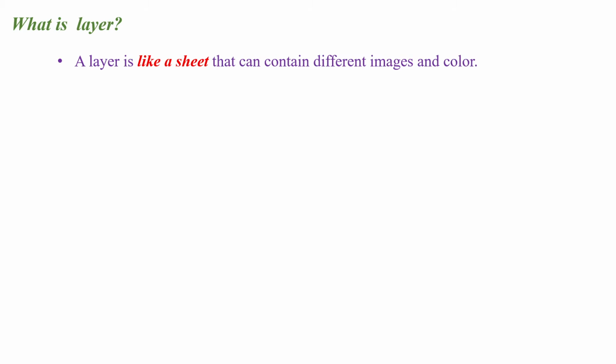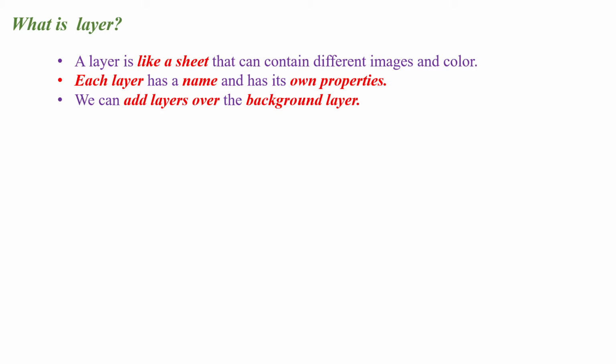What is a layer? A layer is like a sheet. A layer is nothing but a sheet. It can contain different images and colors. The main purpose of using a layer is to apply animation. For applying animation, you have to use a layer. Each layer has a name and its own properties.